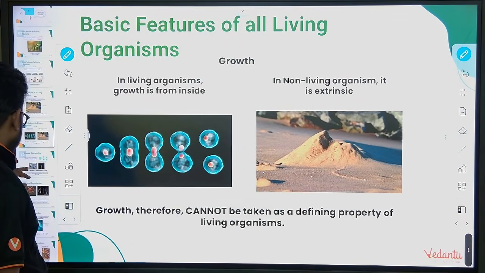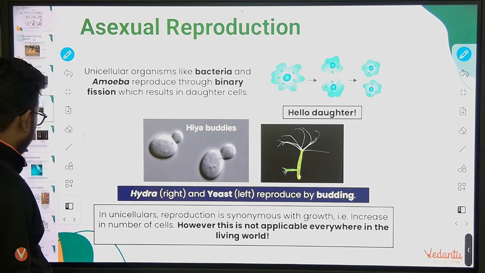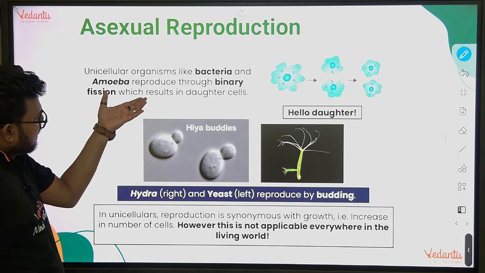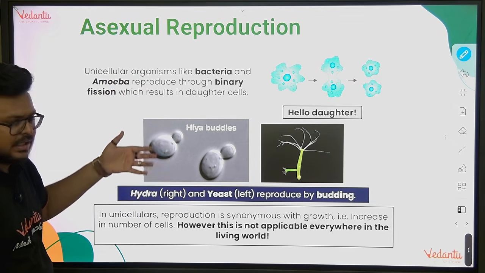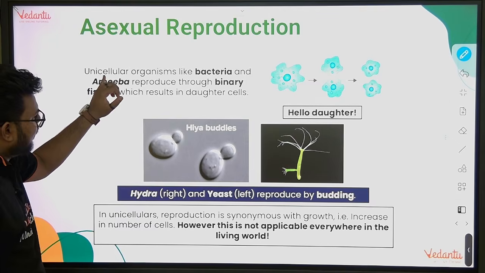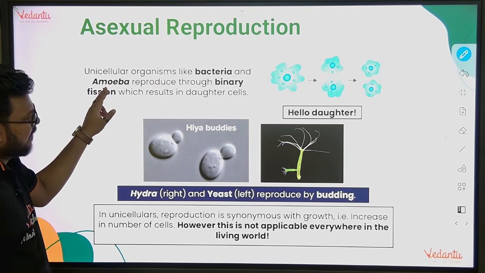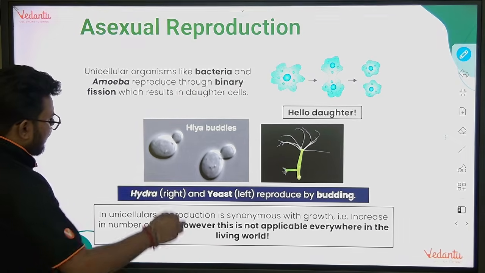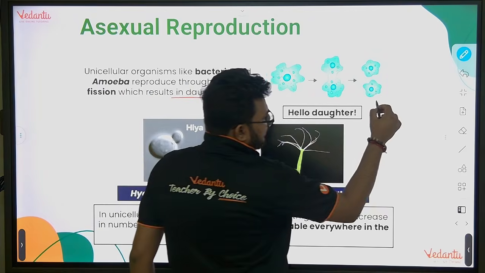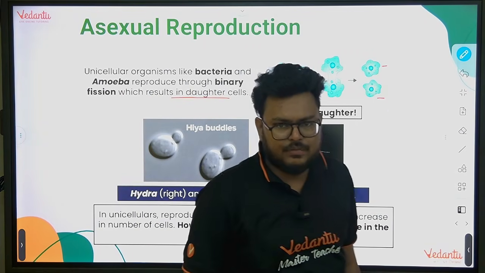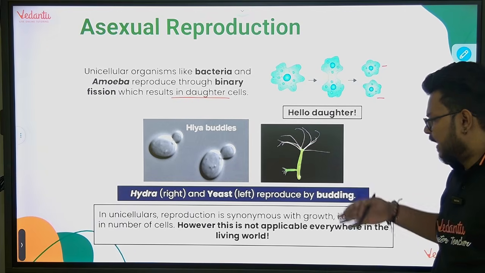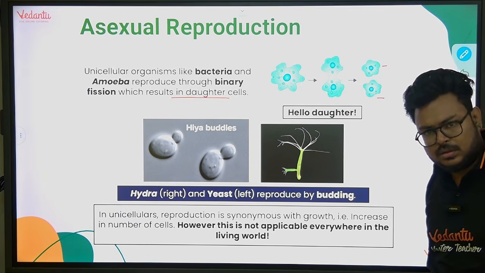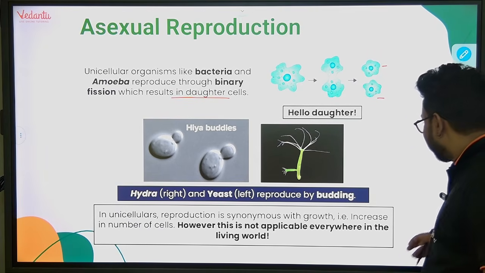Okay, let's come to the next characteristic. Our next characteristic is reproduction. If we talk about reproduction, there are two types: asexual reproduction and sexual reproduction. Like I said, unicellular organisms like bacteria and amoeba reproduce through binary fission, which results in daughter cells. And these daughter cells act as independent individuals. So in case of unicellular organisms, increase in number of cells is considered as growth also and reproduction also, right?